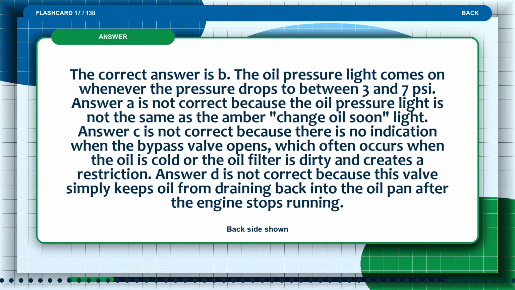The correct answer is B. The oil pressure light comes on whenever the pressure drops to between 3 and 7 psi. Answer A is not correct because the oil pressure light is not the same as the amber change oil soon light. Answer C is not correct because there is no indication when the bypass valve opens, which often occurs when the oil is cold or the oil filter is dirty and creates a restriction.